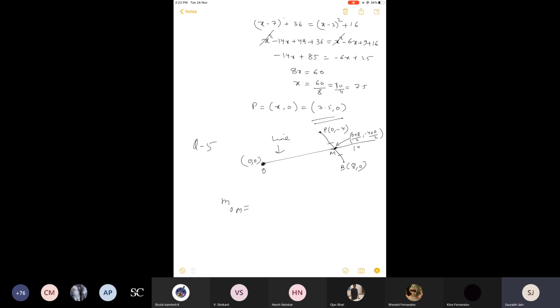So this will come out to be 4, minus 2. These are the coordinates of M. So you have the coordinates of M, and you have coordinates of origin as well. So use 2-point formula, y2 minus y1 upon x2 minus x1. So this will come out to be minus half. This is your question number 5.